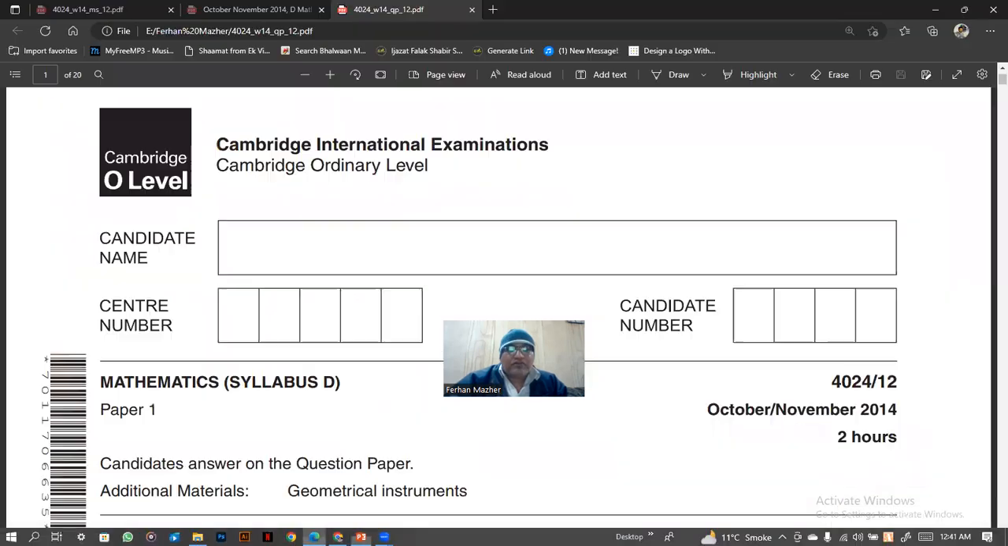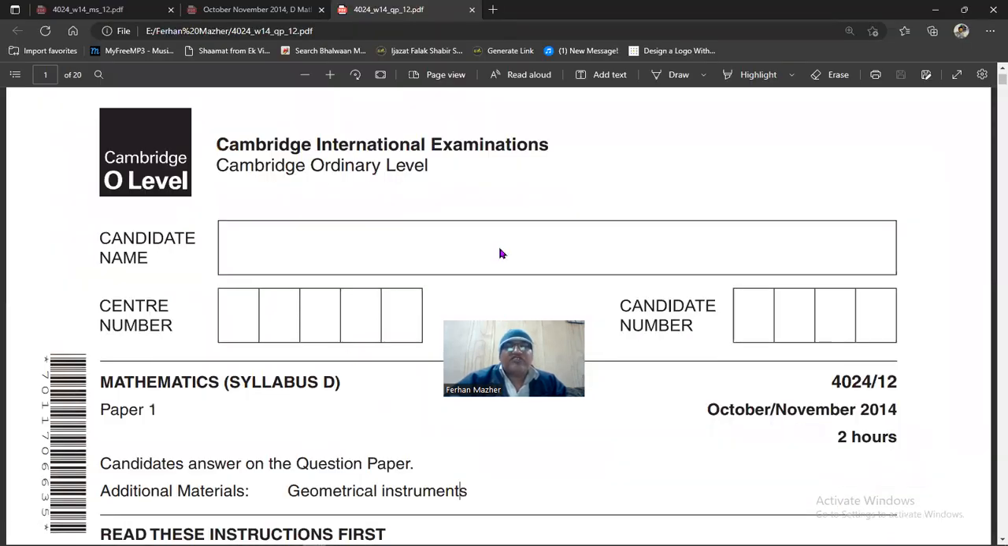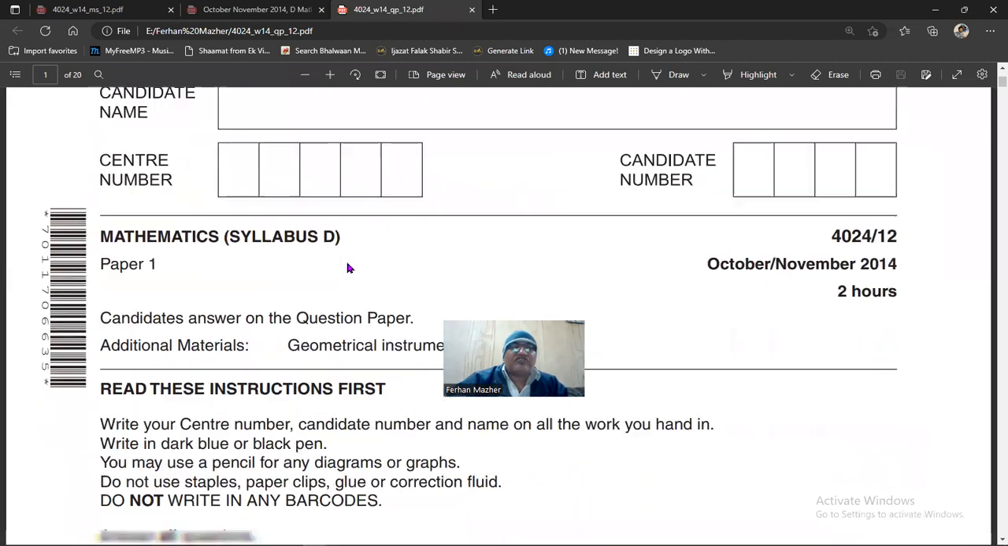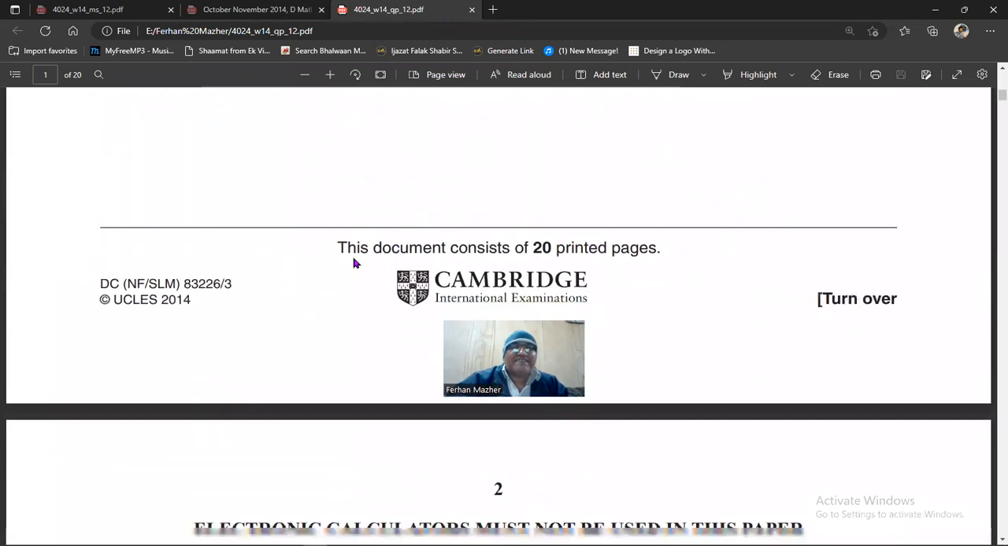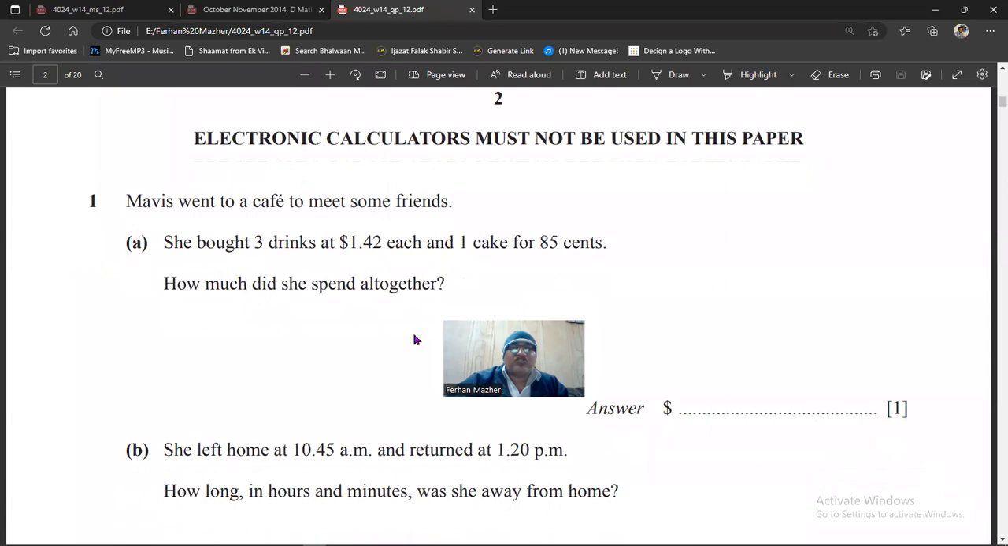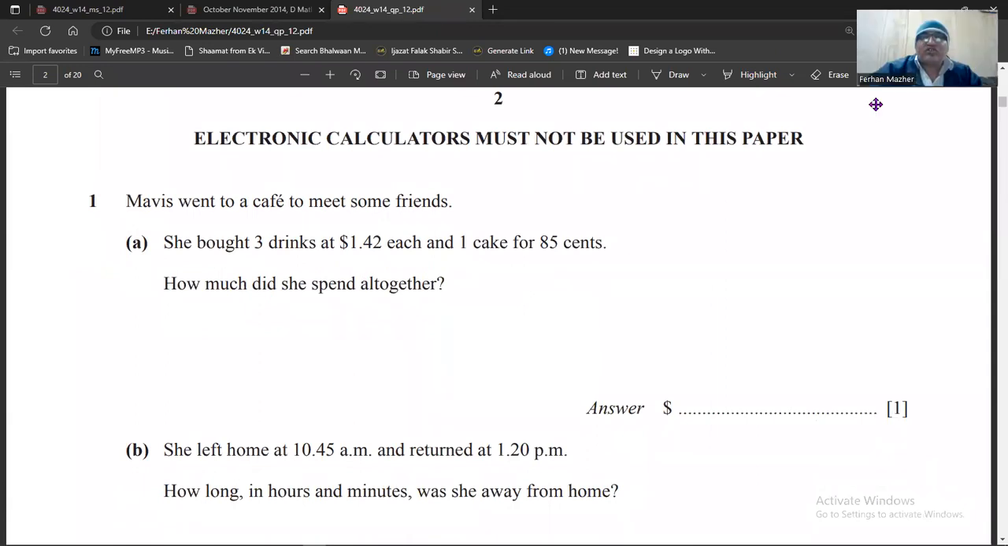Okay, so this is October-November 2014, 1-2, Paper 1 from Zone 2, time allowed 2 hours, Mathematics Syllabus D, 4024. Question number 1 is on your screen. Mavis went to a cafe to meet some friends. She bought 3 drinks at $1.42 each and 1 cake for 85 cents. How much did she spend altogether?